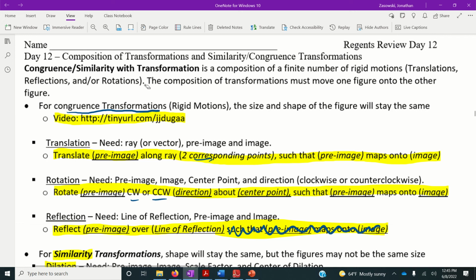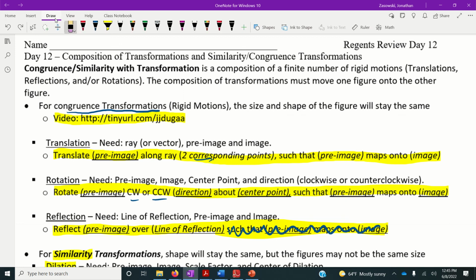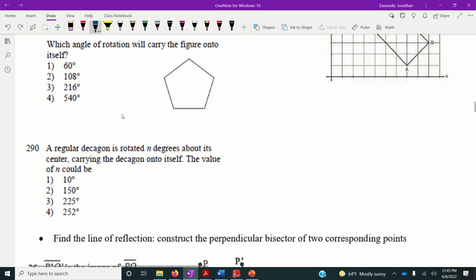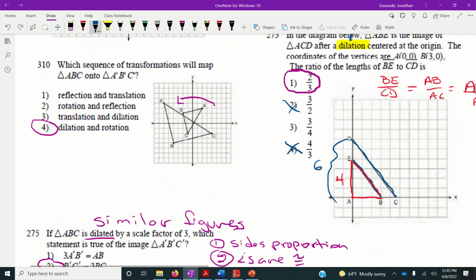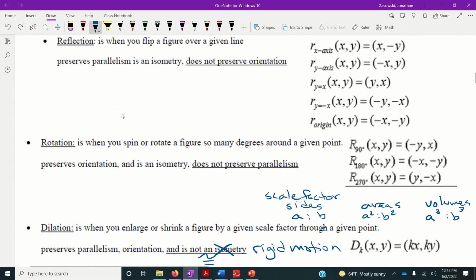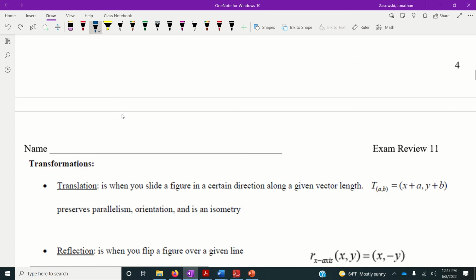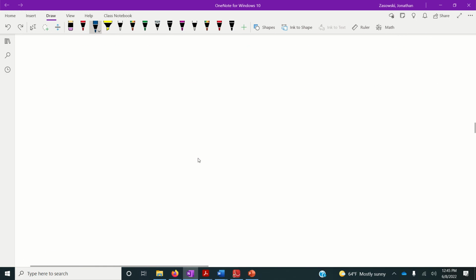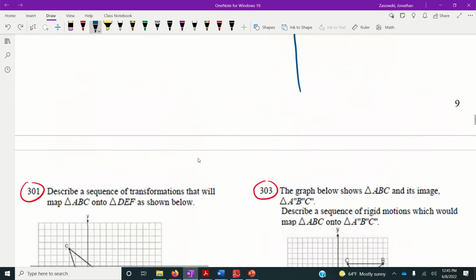All right, today we're taking a look at day 12, which is composition of transformations, also describing similarity and congruence transformations in words and using their properties to answer questions. Remember from yesterday, the last video we talked about was going through and doing rotations and reflections and the rules. So we're going to be pulling those into today's.